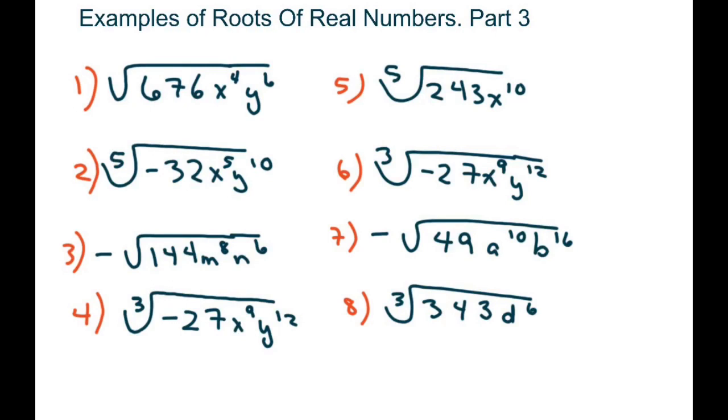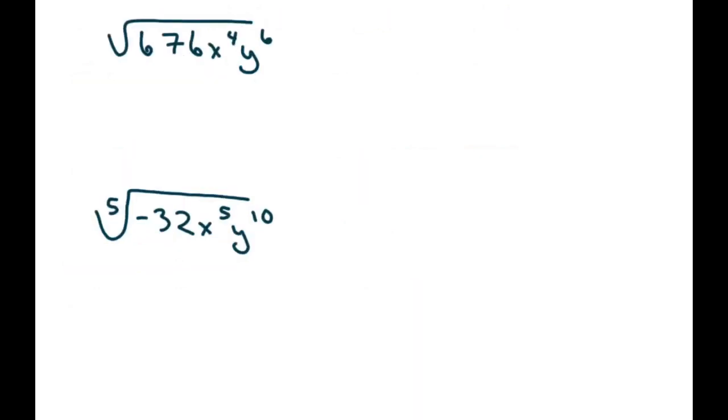These are our last set of examples of roots of real numbers. These are the problems we're going to do, so if you're looking for a particular one, you can scroll through. The first one is the square root of 676 x to the fourth y to the sixth.